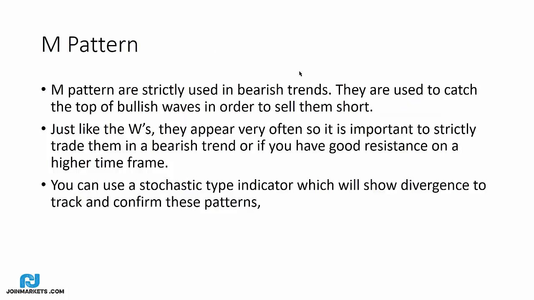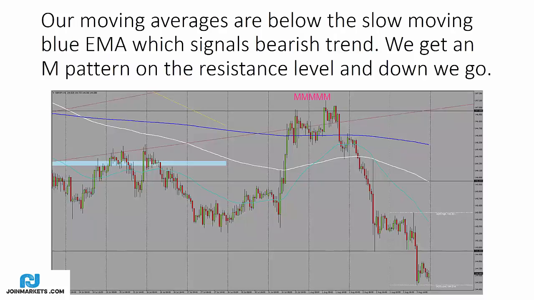So the M pattern is strictly used in bearish trends. They're used to catch the top of bullish waves in order to sell them short. Just like the W's, they appear very often, so it's important to strictly trade them in a bearish trend, or if you have a good resistance on a higher time frame. You can use a stochastic type indicator which will show divergence to track and confirm these patterns. So our fast moving averages are below the slow moving blue EMA, which signals a bearish trend. We get an M pattern on the resistance level and down we go.